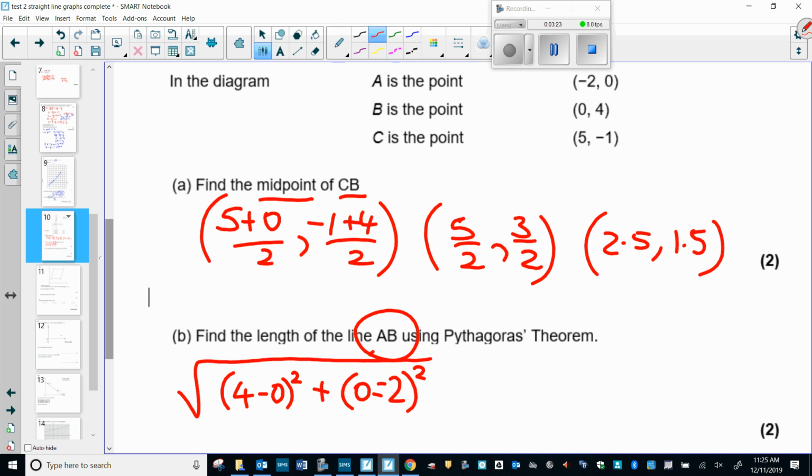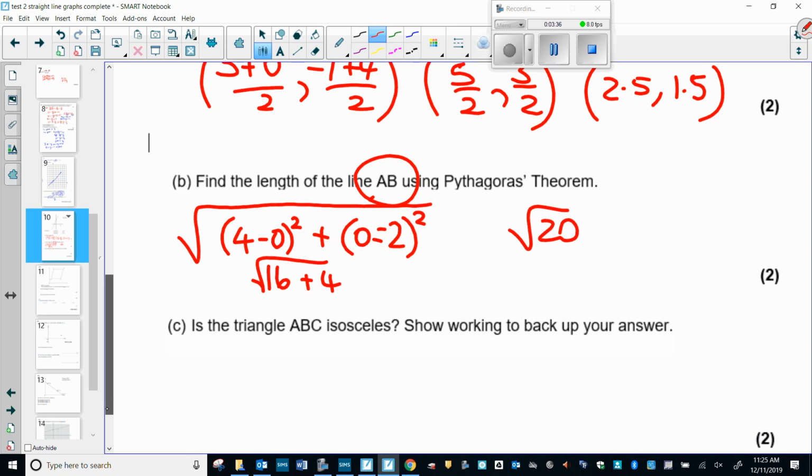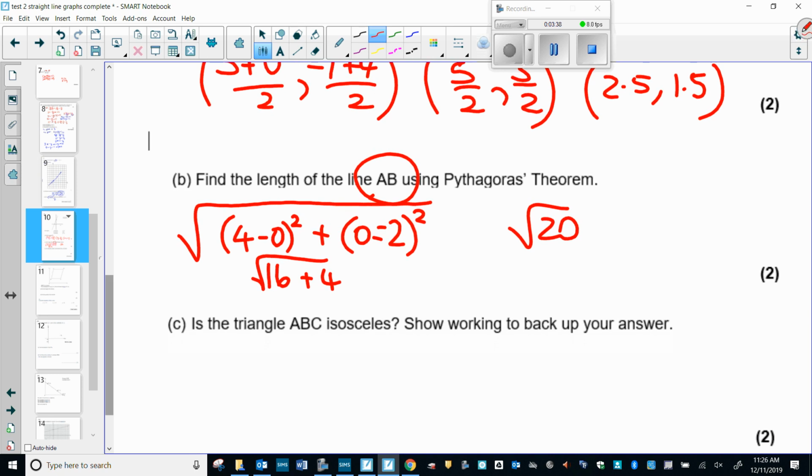So you've got here 4 squared, so that ends up as 16, and negative, so this is positive 2 squared, it's 4, so that's root 20. Okay, you can leave it as root 20, or you can write it as a decimal if you wished. If you left it as 2 root 5, is that okay? Yeah.